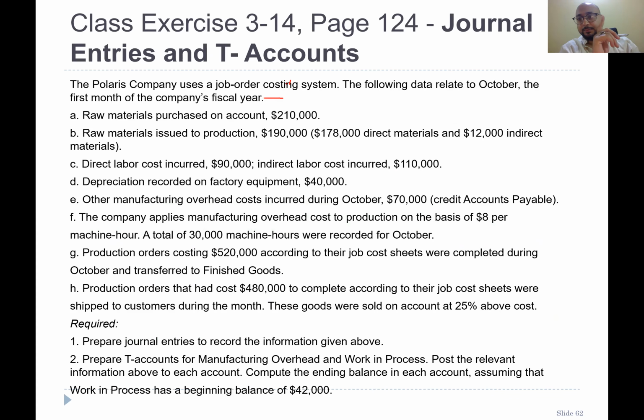Inventory increase. Did we pay cash? No, we got a liability. Liability increase. So the liability is accounts payable, which is the supplier, and the asset is raw material inventory. So raw material inventory increases. On the other hand, the liability also increases, right? Asset increase, liability increase. Entry would be debit to credit: raw material to accounts payable, 210,000.